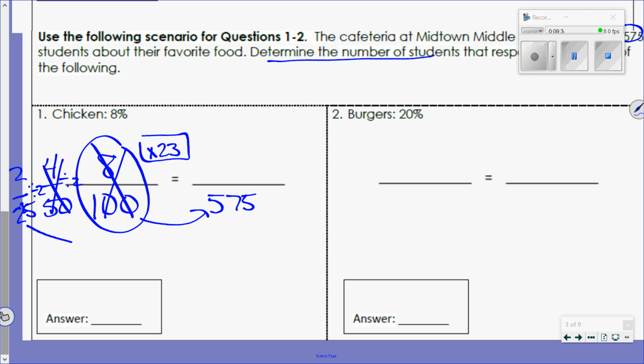So here's one of the keys there, guys. We're going from this fraction now, not that first one. So if I'm going 25 times 23, guess what I need to do? 2 times 23. 2 times 23 gives us 46. So what's my answer? 46.